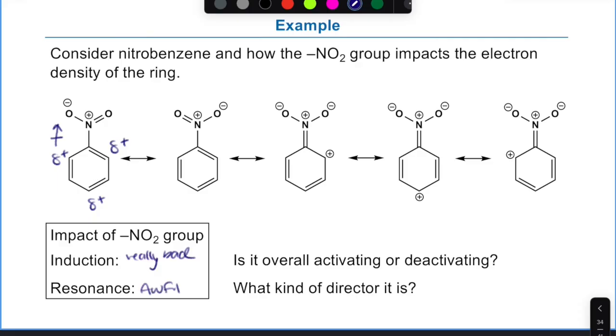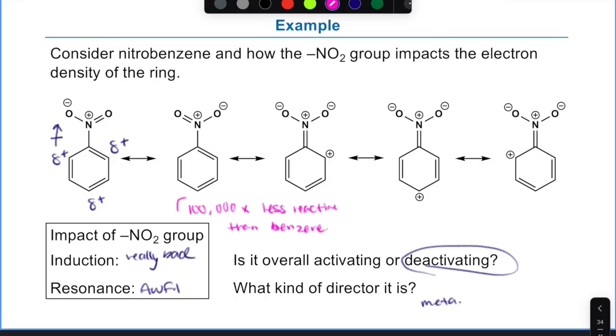And because we really don't want to react at the ortho-para positions, it's going to be by default a meta director. Because if all the options are bad, meta is the least bad. And just to demonstrate how bad this is, nitrobenzene is 100,000 times less reactive than benzene. So if you want to add another group, or if you want nitro and a second group, you might want to consider putting the other group on first, unless you need it meta.